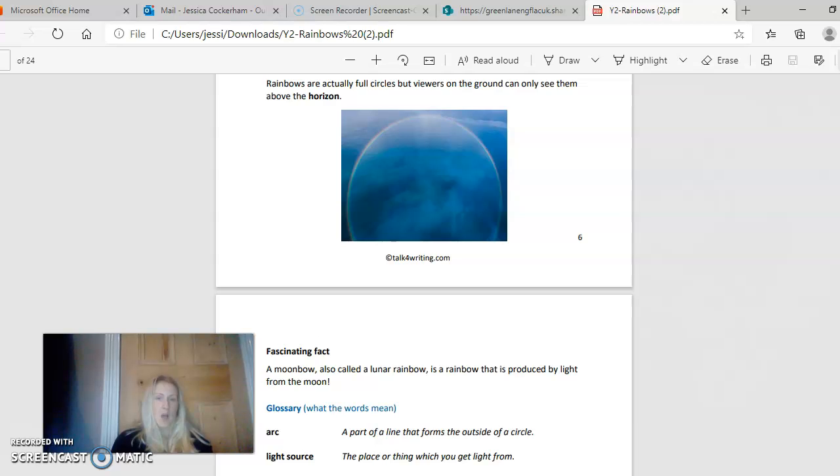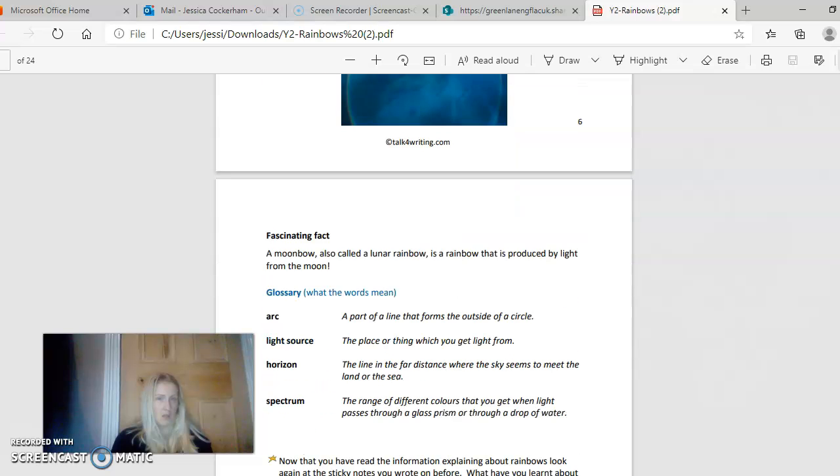Fascinating fact. A moonbow, also called a lunar rainbow, is a rainbow that is produced by light from the moon. I didn't know that.